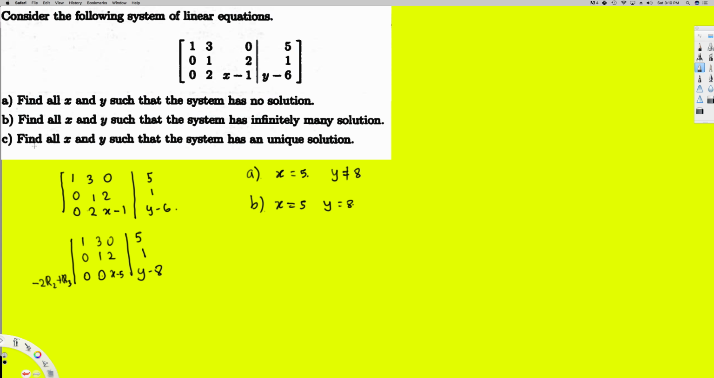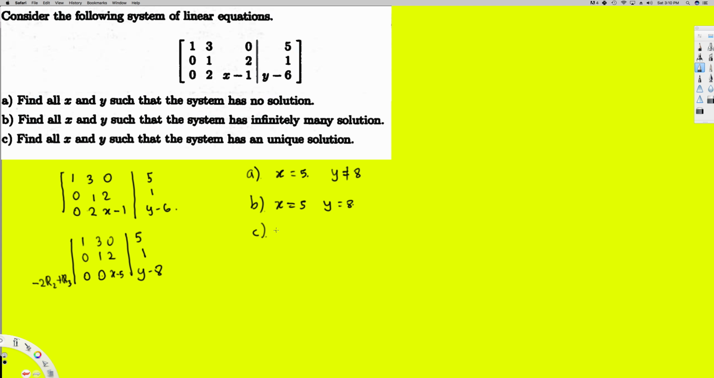The next question is asking, find all x and y such that the system has a unique solution. To have a unique solution, we shouldn't have a row with a 0. We should have a number. That will make the unique solution. It doesn't matter what happens on this side, but on this side, if we don't have a number, the system doesn't have a unique solution. So this one has to have a number, and this one can be any number. It can be 0 too, it doesn't matter.